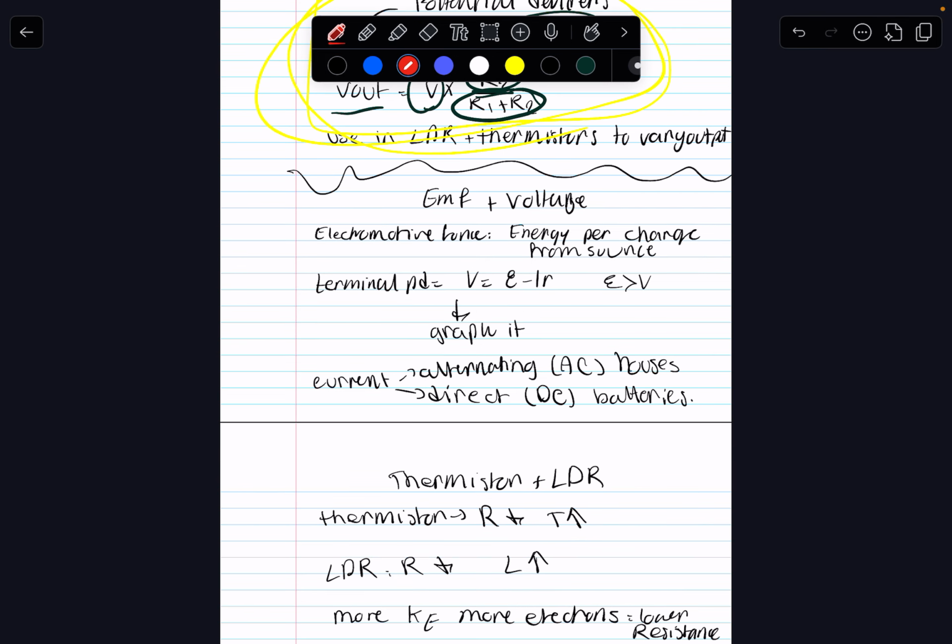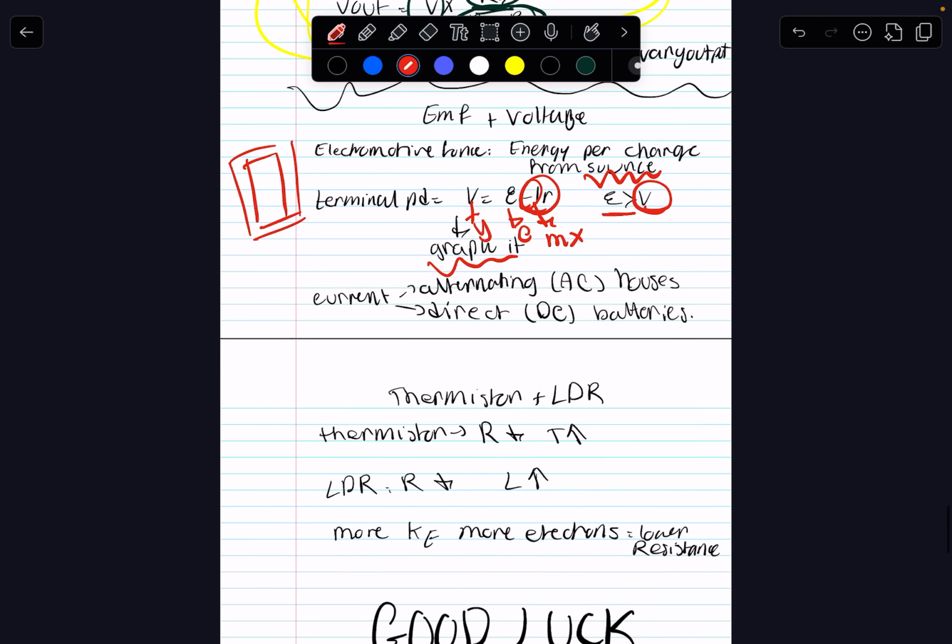Then we have EMF and voltage. Electromotive force is bigger than voltage because it's the energy per charge from the source. You also have a little internal resistance, which is the resistance that the battery has. In some cases we need to graph it. That comes very, very often. So this is your mx, this is your c, this is your y. Make sure you know how to draw it, and your gradient is going to be negative because it's negative IR.